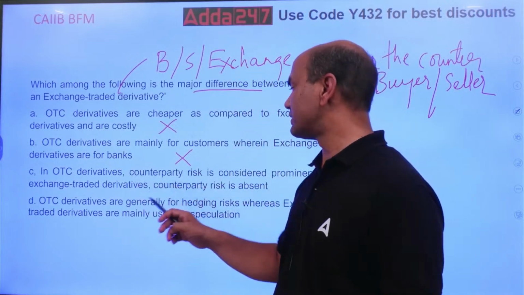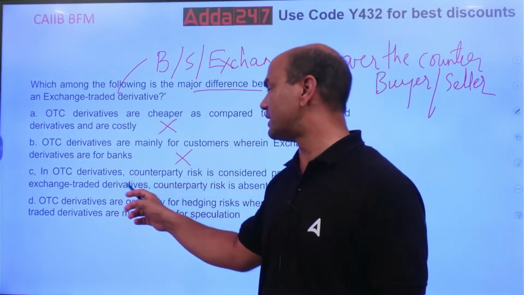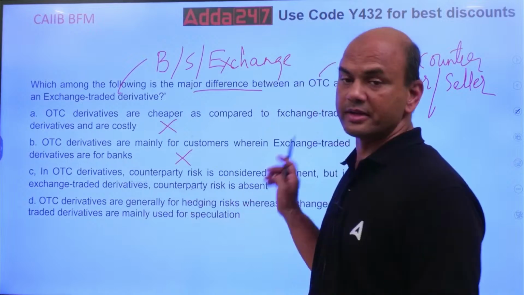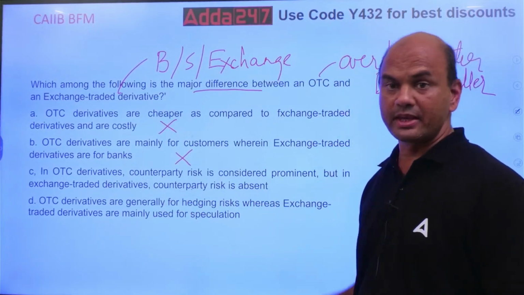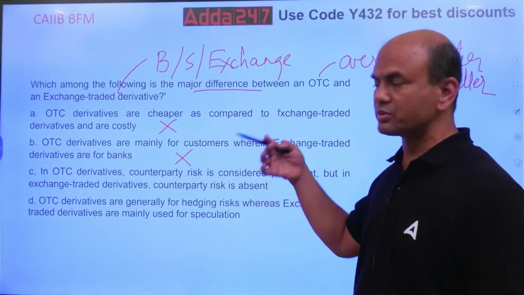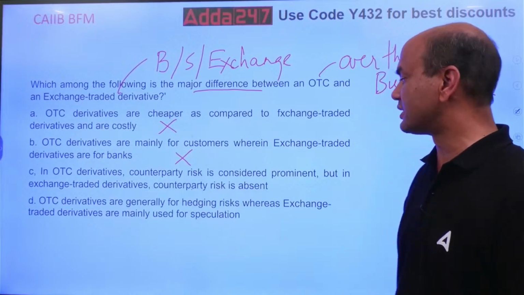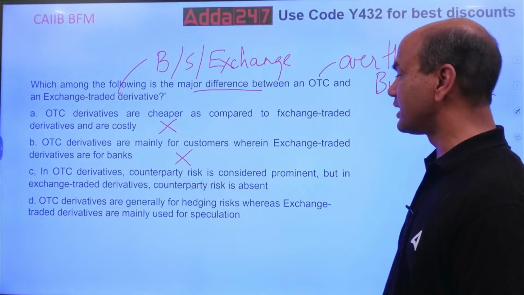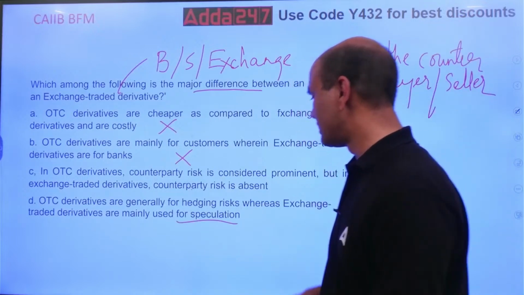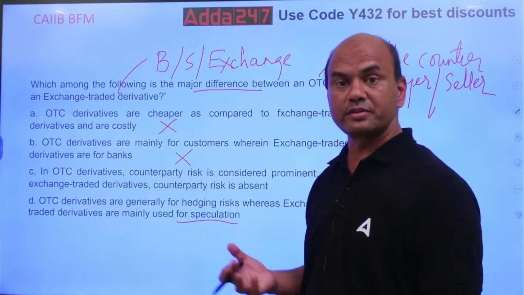In OTC derivatives, counterparty risk is considered prominent. But in exchange traded derivatives, counterparty risk is absent. Think over this. I have crossed these two, but think over this. And the last one: OTC derivatives are generally for hedging risk, whereas exchange traded are mainly used for speculation.